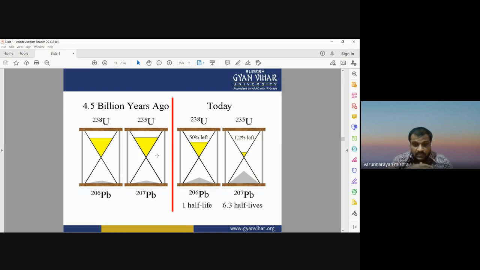An isotope is a converted form of the element. If an element is converted into another element, that is an isotope. It takes some time, so we calculate how much time it will take to be changed into another particle or another isotope. That tells us the age of that material or that element.